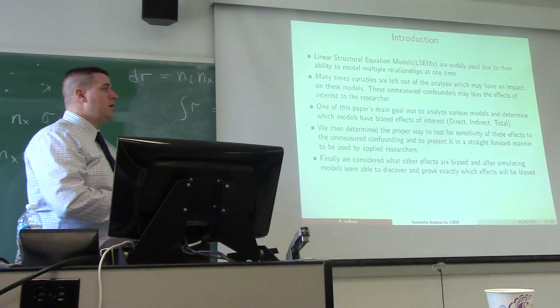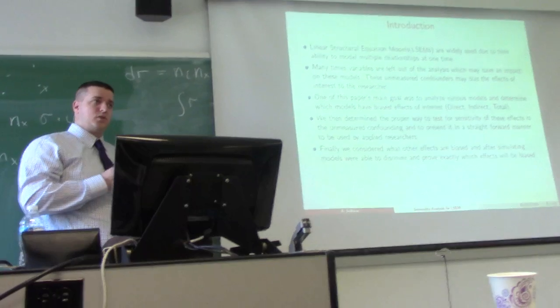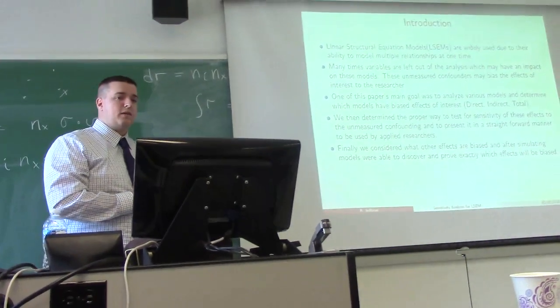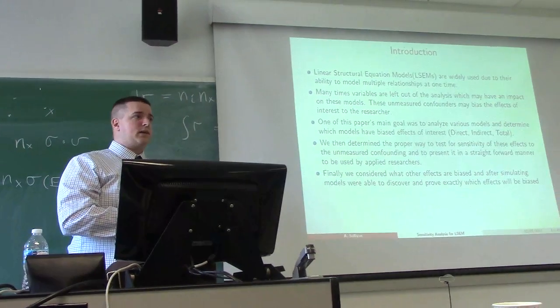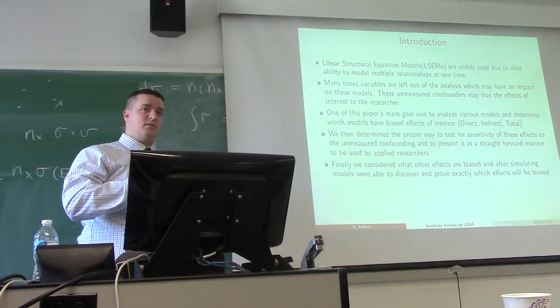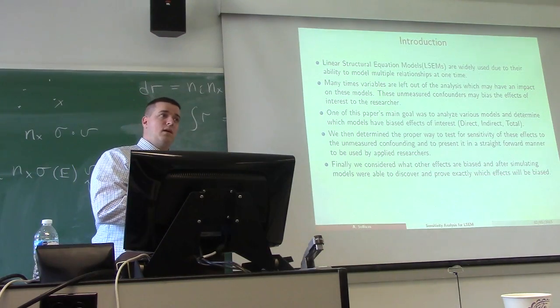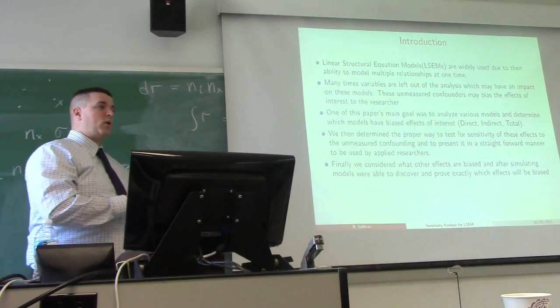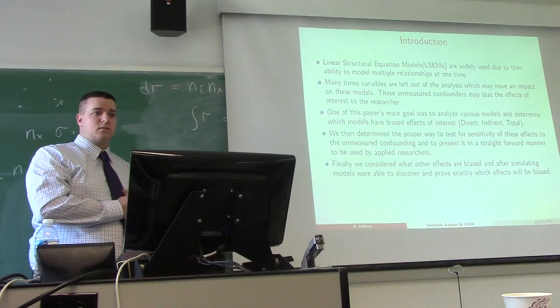So our idea of this paper was to go in and look at a structural equation model, and I'm going to define what these direct, indirect, and total effects are. But those are the effects that researchers typically care about. And our idea was to see, are these effects even present in a model when you have these missing variables, or where would missing variables in this model impact these 3 effects?